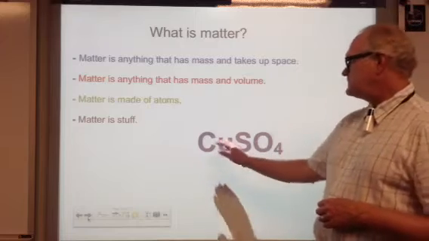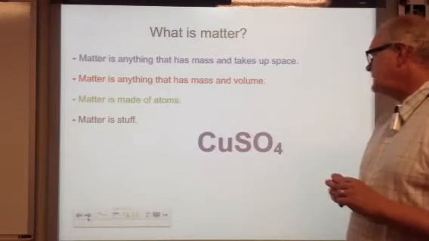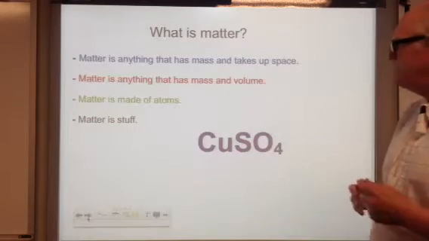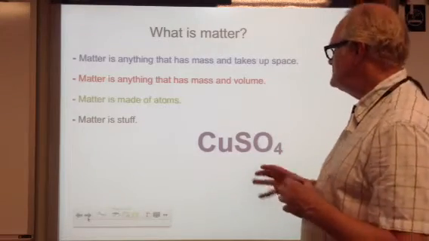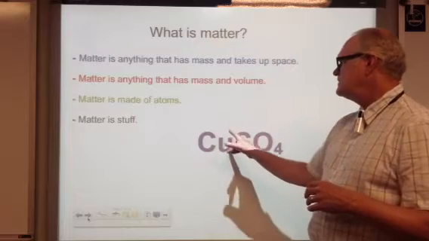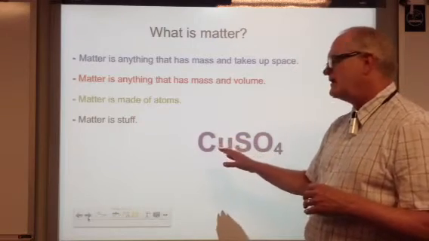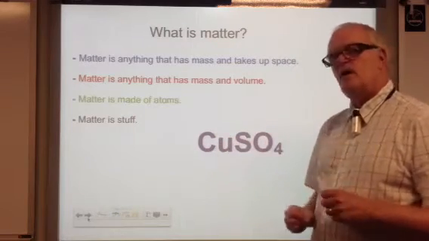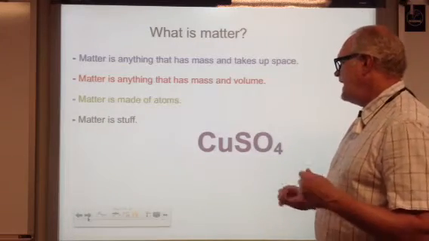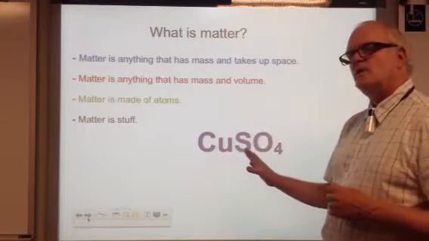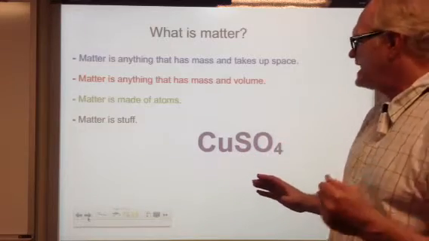CuSO4, capital C, lowercase u, capital S, capital O. Well, this is a chemical formula. And we're going to learn as we go along in chemistry that these symbols that are here, the capital C and the U together, capital S and the capital O, are all symbols for different kinds of elements. And when we write a formula like this one, each symbol represents an atom.